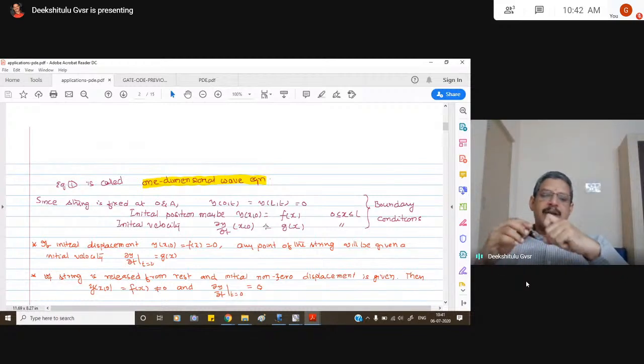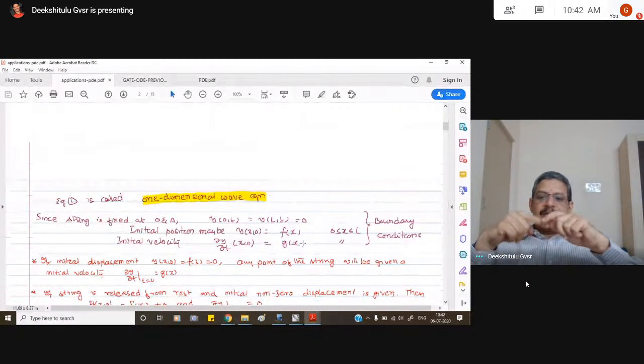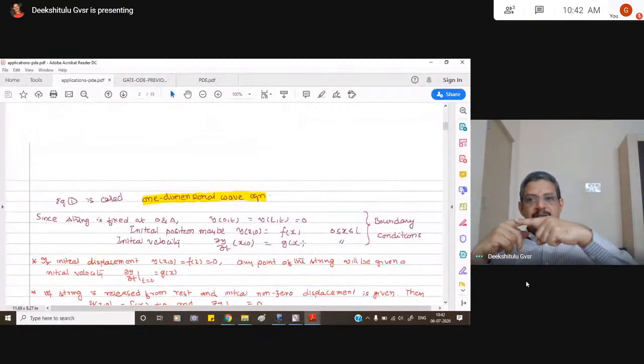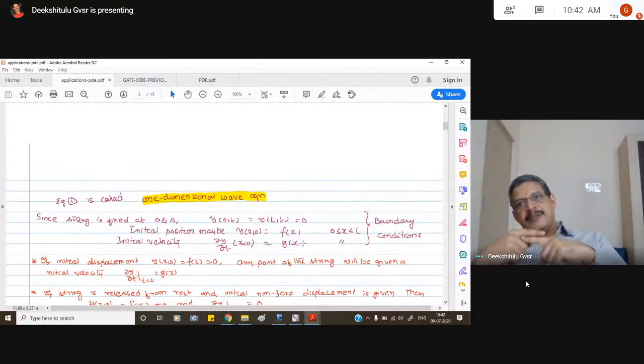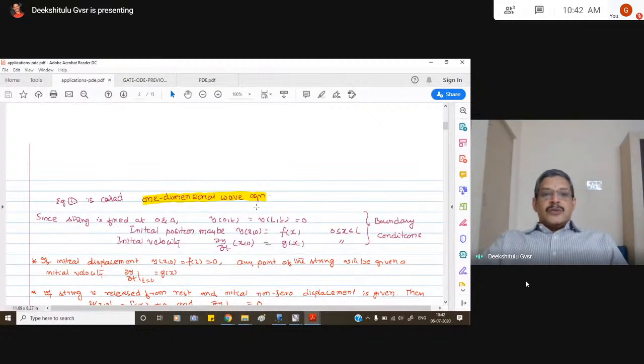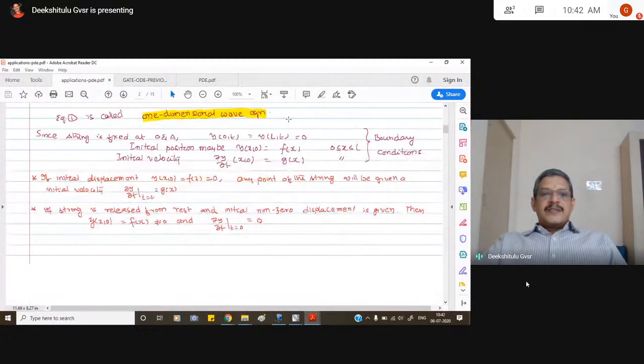So it's already vibrating like this. Then I observe the string at some time. I start my clock. It is vibrating, and where I start my observation is t equal to 0. Then it has a velocity. So that velocity is ∂y/∂t at (x, 0) is equal to g of x. So these are the conditions that we require.